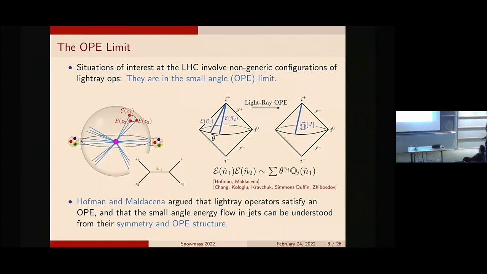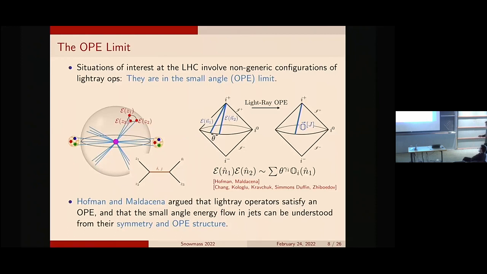And so just generically in quantum field theory, as you bring operators together, you expect to have some universal behavior. And that's certainly very well understood for local operators. And it was argued by Hoffman and Maldacena that these light ray operators satisfy a similar OPE. So as you bring them together, you can essentially replace two calorimeter cells with a more general detector cell, at least in theory world. And it produces some angular scaling as you bring them together. So theta is the actual physical angle between these on the sphere. And so they suggested that one could completely understand jet substructure in terms of the symmetry structure and this OPE for these light ray operators.